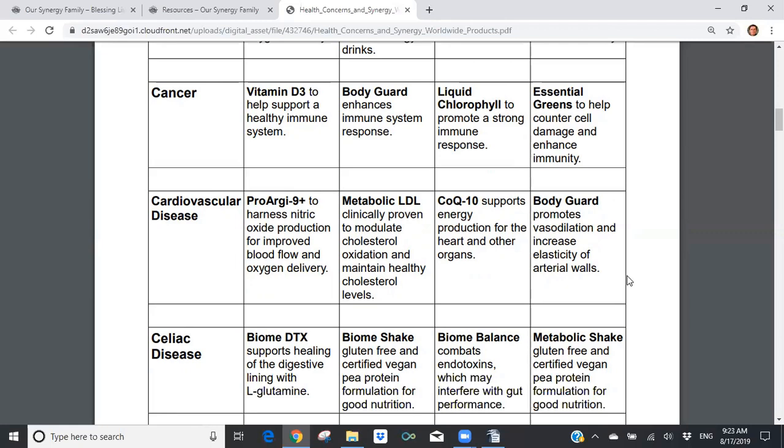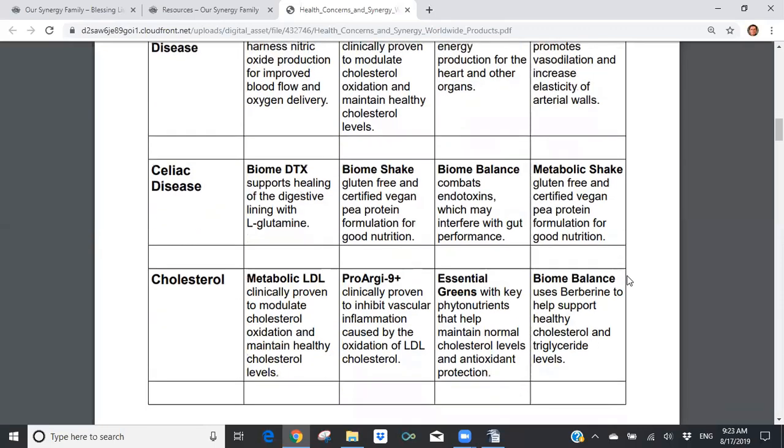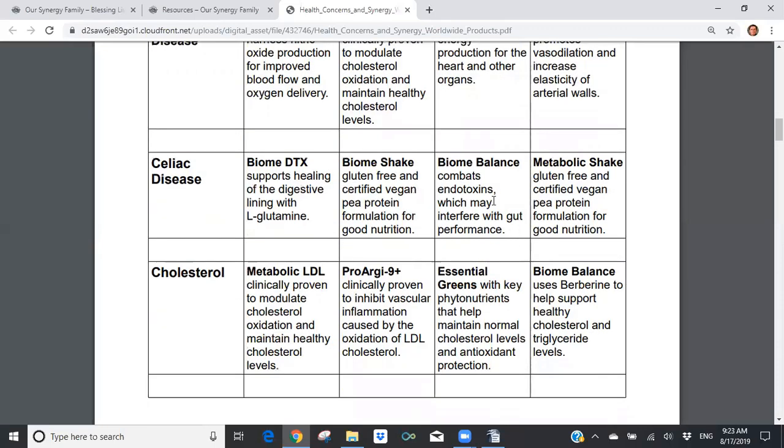checklist, it has been up for a little over a year, but a lot of people have forgotten about it. At that time, the Metabolic Shake was part of the Synergy lineup. Between now and Tuesday, when I send out the newsletter, I'll come back in and clean this up, because the Metabolic Shake is no longer available in the Synergy lineup. So the three choices would be Biome DTX, Biome Shake, and then the Biome Balance. Oh, berberine, that's what I was looking for. Berberine is in the Biome Balance, and berberine is great for helping, again, to address endotoxins.